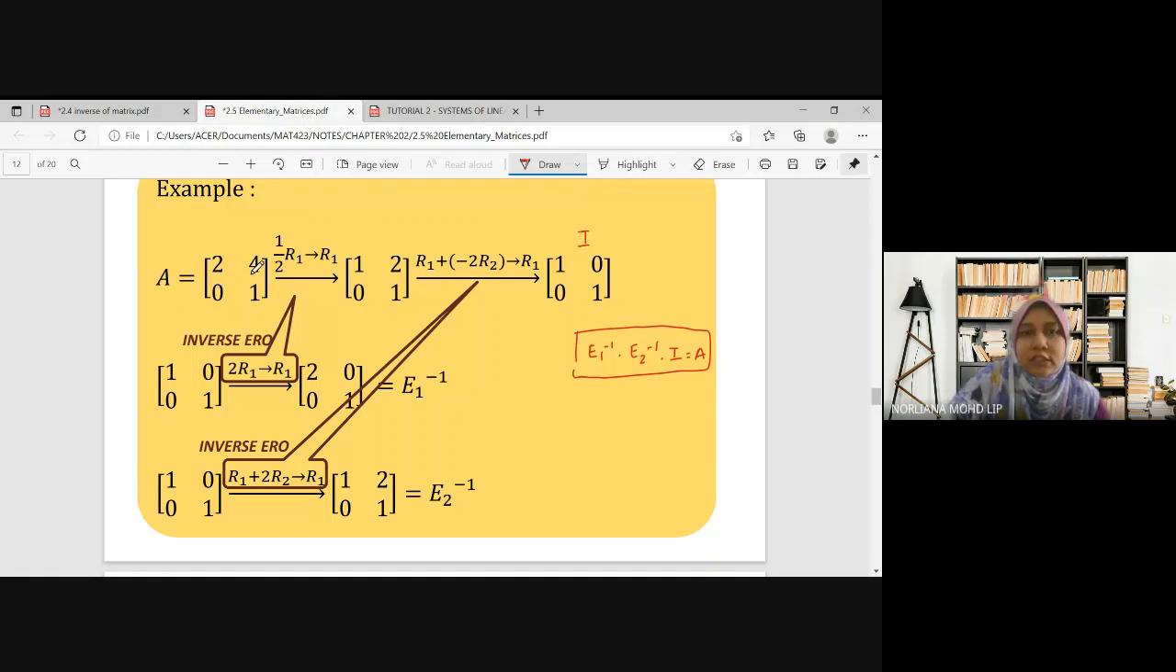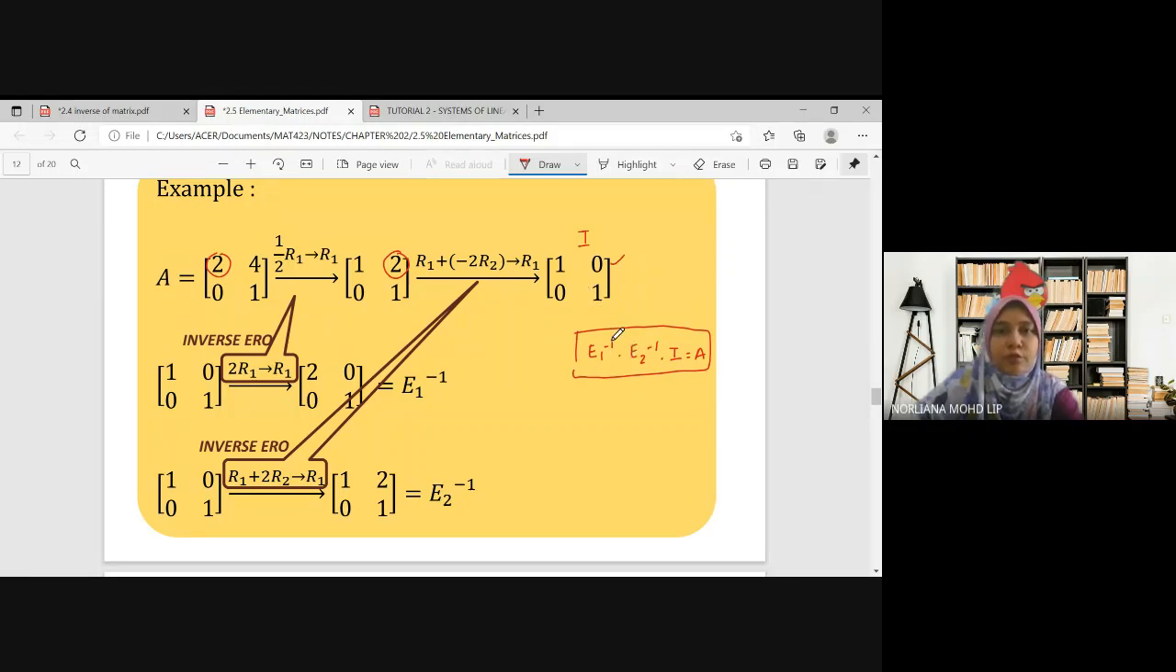So A awak jadikan identity matrix. Okay, so we use operation. Nak jadikan leading one lah. So 1 over 2 row 1 transform into row 1. So you get 1, 2, 0, 1. Okay, then sini jadikan 0. So use operation negative 2 row 2 plus row 1 transform into row 1. So we get the identity matrix 1, 0, 0, 1.